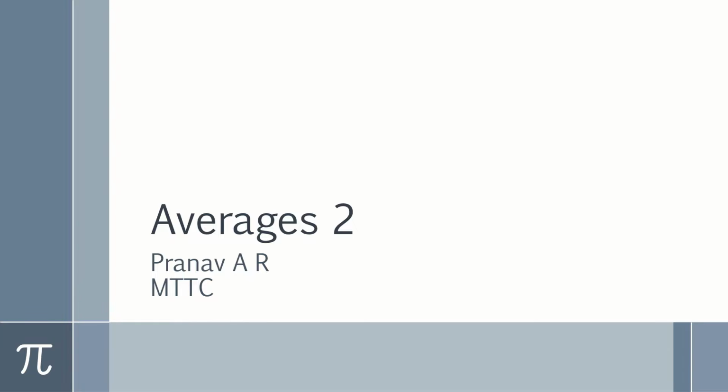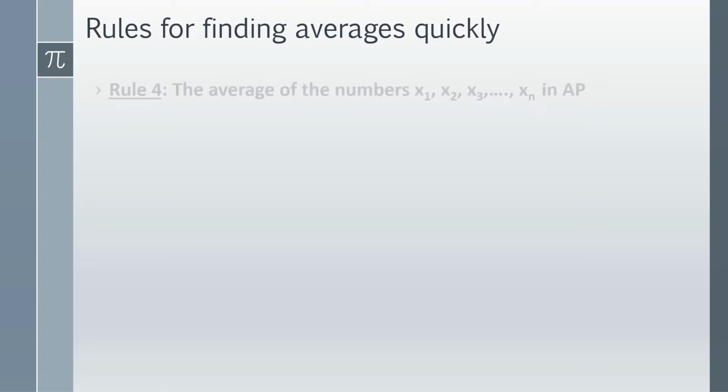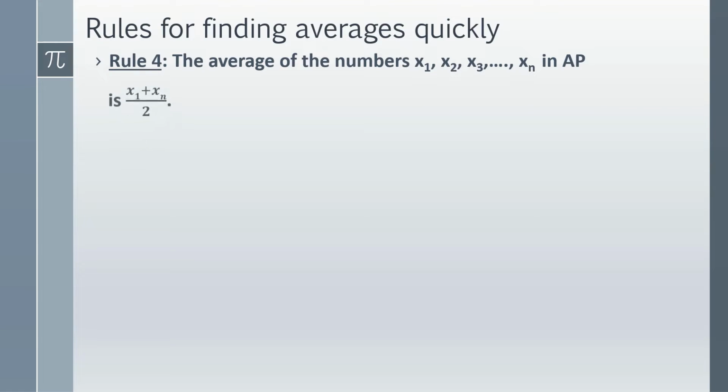In this video, we'll learn some more properties of averages. Now we'll learn how to find the average of numbers in arithmetic progression, or AP. So we say that numbers x1, x2, x3, etc. xn are in arithmetic progression if the difference between any two consecutive terms is the same.